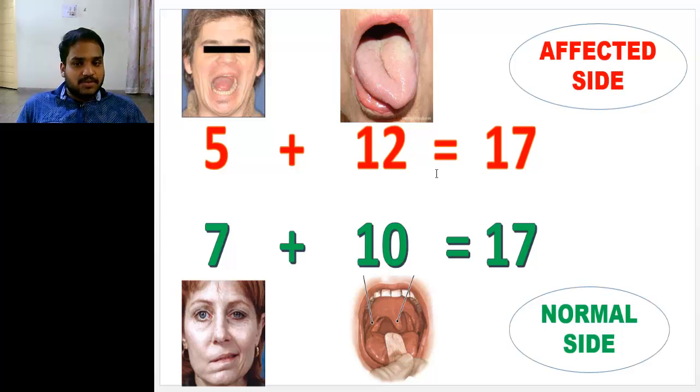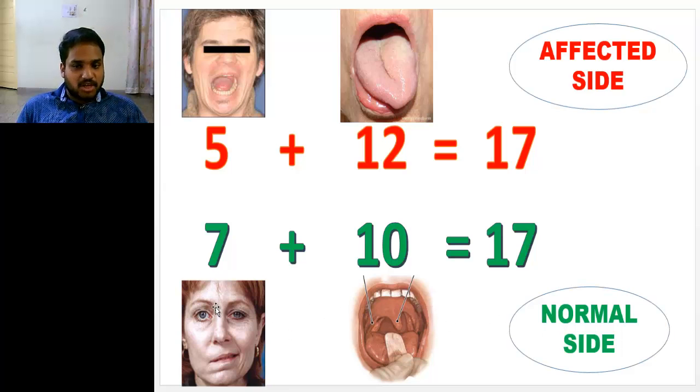5 plus 12 is equal to 17 and 7 plus 10 is equal to 17, right? The sum comes to be 17. So the 5th nerve and 12th nerve, that is the trigeminal nerve where the jaw is affected, and the 12th nerve, where the tongue is deviated, both deviations would be to the affected side. Remember that both jaw and tongue deviation would be to the affected side, while the facial deviation as well as uvula deviation, the face is pulled to the normal side, the uvula is pulled to the normal side.